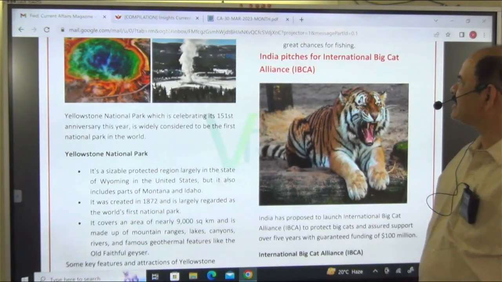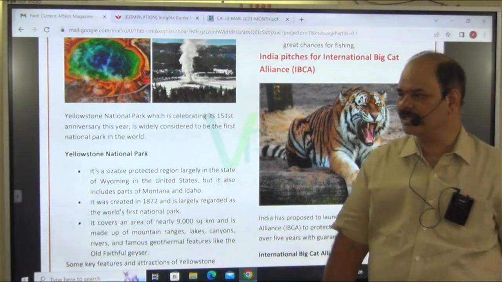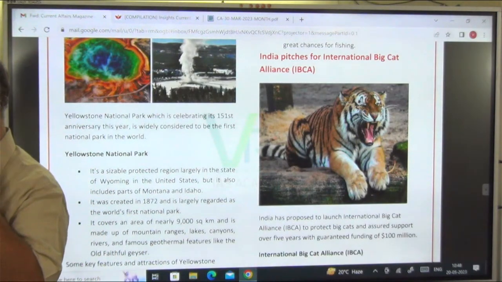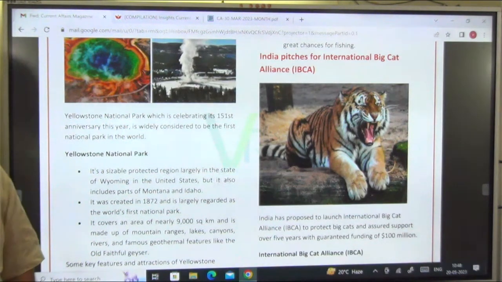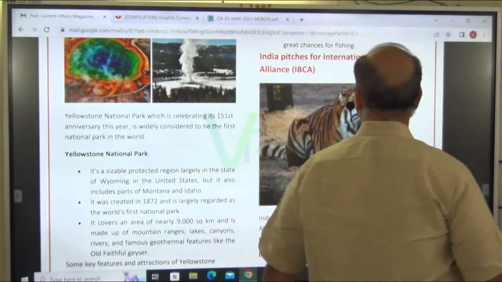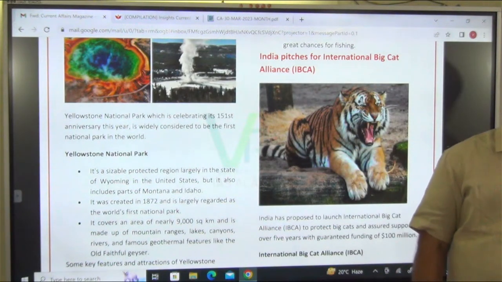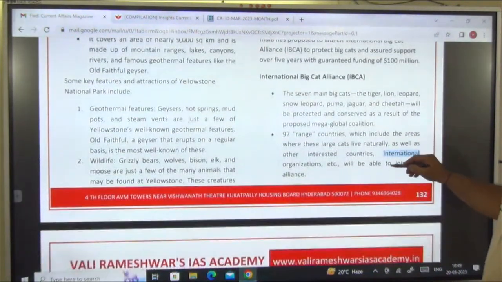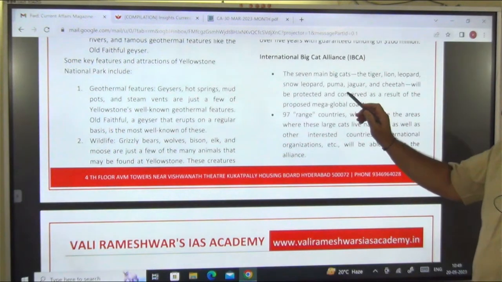Now, India pitches for the International Big Cat Alliance. The aim of this alliance is to increase the cat population. So when you come to the International Big Cat Alliance, its aim is to see that our cat population will increase. Now, what are the major big cats? The seven main big cats: the tiger, lion, leopard, snow leopard, puma.